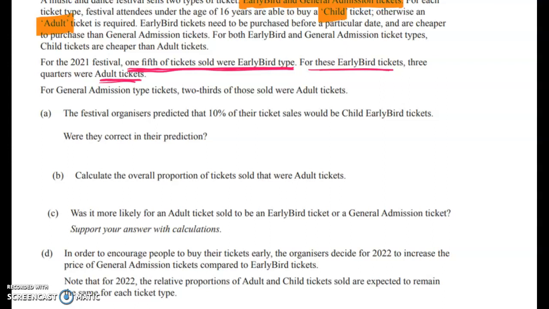And before I do that, I'm just going to read through the questions and see what's coming up. So the first bit says that the festival organisers predicted that 10% of ticket sales would be child early bird tickets. Were they correct in their prediction? That's a pretty easy tree diagram problem. Calculate the overall proportion of tickets sold that were adult tickets. That sounds like a pretty easy tree diagram problem.